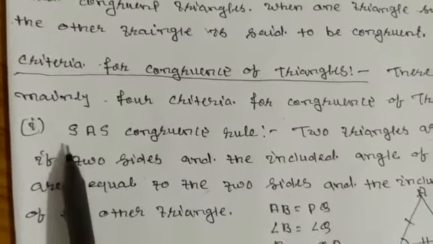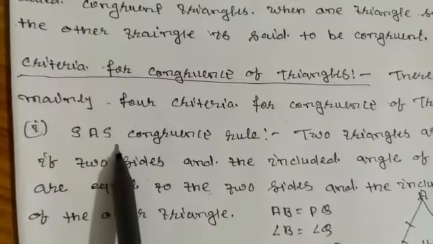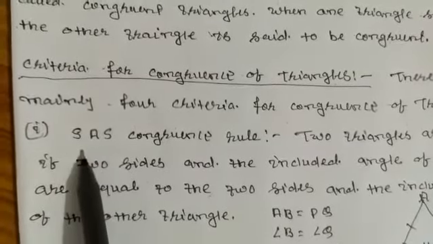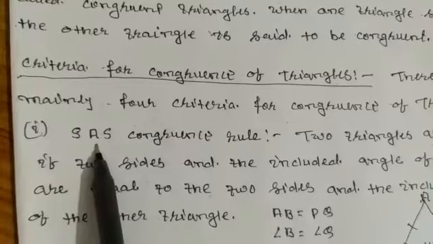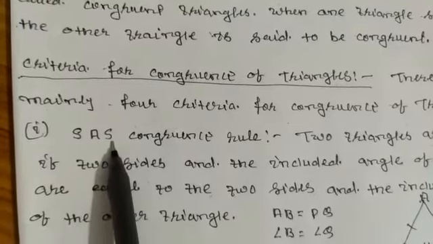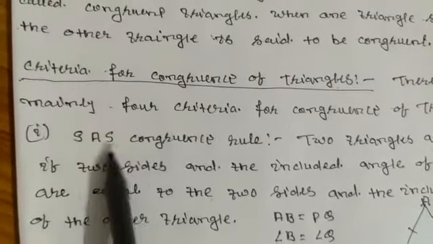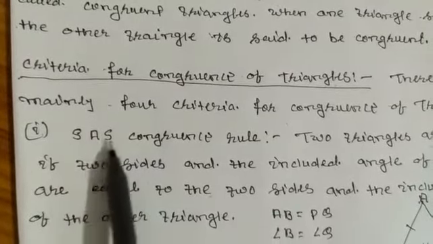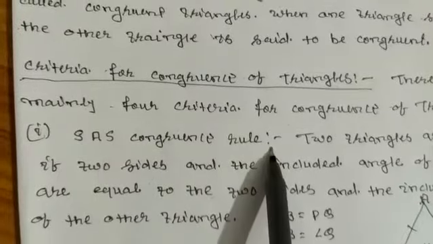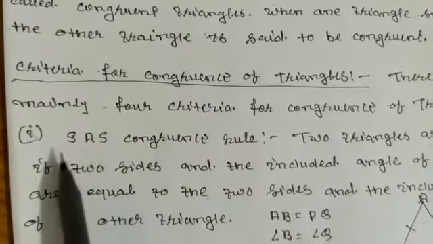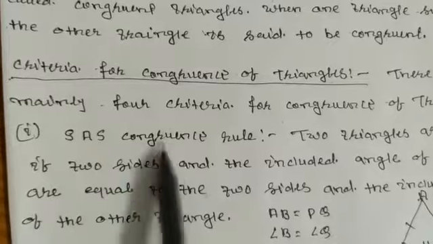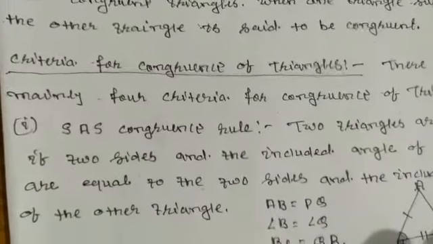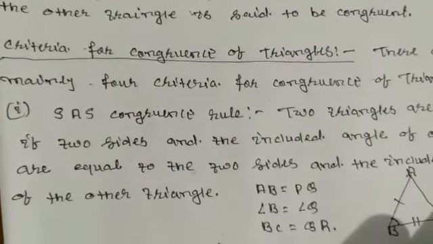Number 1 is SAS. Here S represents side, A represents angle, and again S represents side. So you may call it the side angle side congruence rule also, or in short you can write SAS condition, SAS congruence rule. What is the SAS congruence rule?